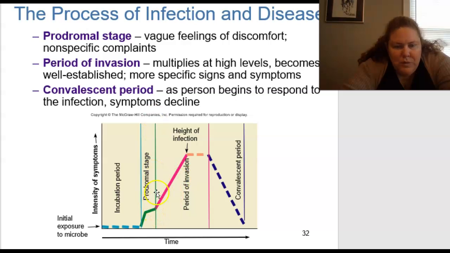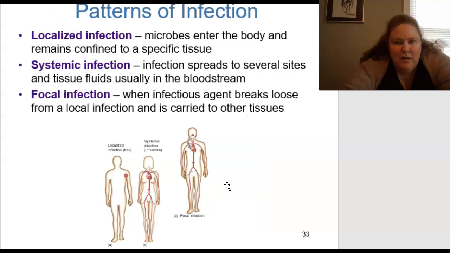You have your prodromal stage, and this is vague feelings of discomfort with non-specific complaints, just kind of feeling bleh, right? And then you have your period of invasion here, and this is where the microbe multiplies at high levels, becomes well established, and the signs and symptoms become more specific. And then you have your convalescent period down here, and this is where a person begins to respond to the infection and the symptoms decline. So we start to fight it off, right? And therefore it can go away. So this is that process of infection and disease.